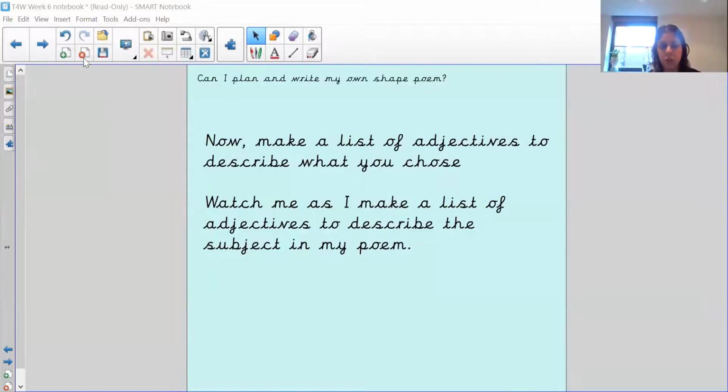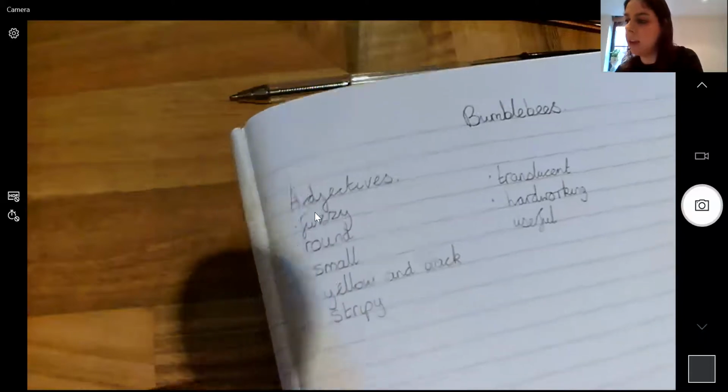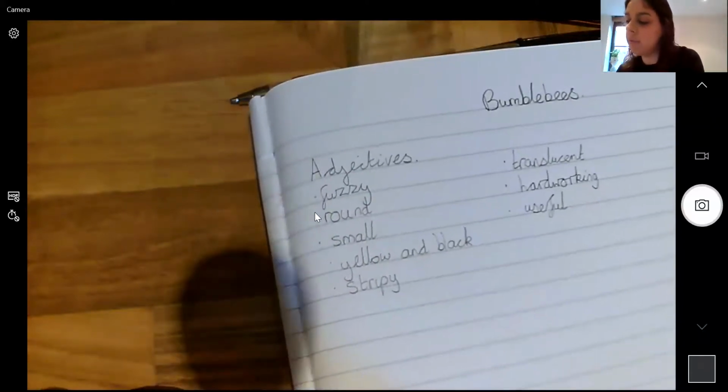Okay, so hopefully you've written your adjectives. Now the next part of it is we're going to do some alliteration. So you now need to use some of those adjectives to write some sentences using alliteration. So I'm going to try and do this in my book. So again, I'm going to share my camera with you. So these are my adjectives. I'm now going to think of some alliteration.